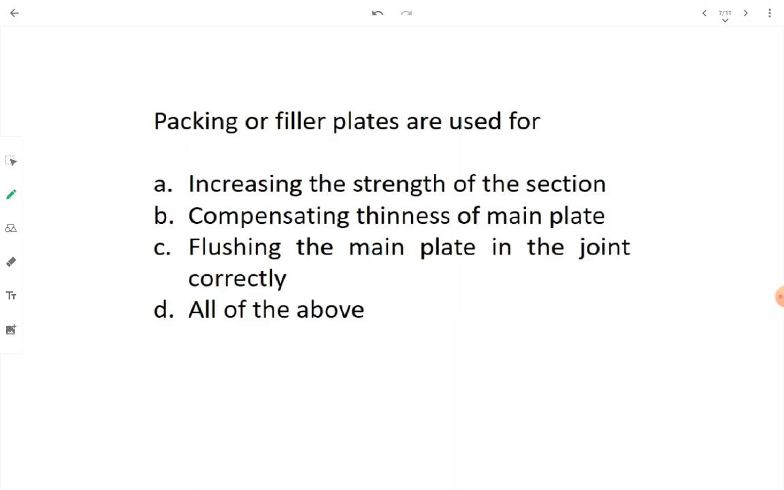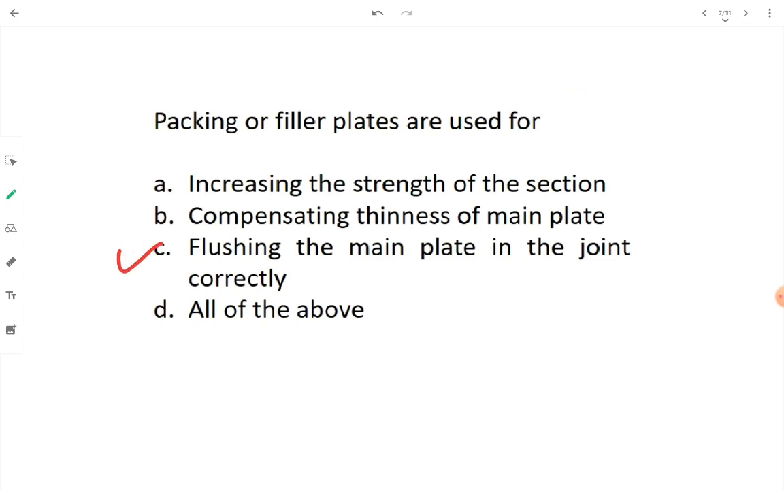Then packing or filler plates are used for what? Why are we using packing plates or filler plates, the thing that we just saw in the previous diagram? In order to flush the main plate in the joint correctly, in order to properly pack the main plate in the joint, we use the packing or filler plate. Okay, option C is the right answer.